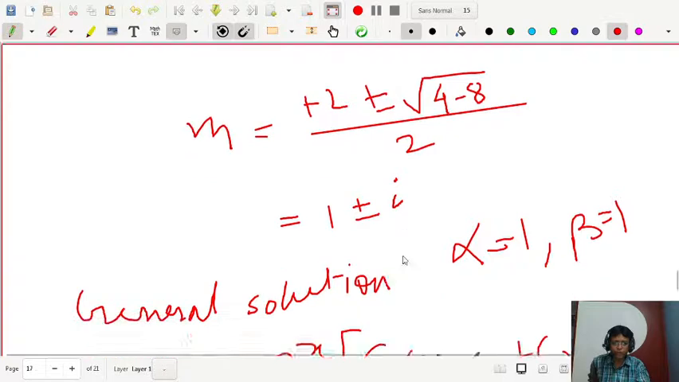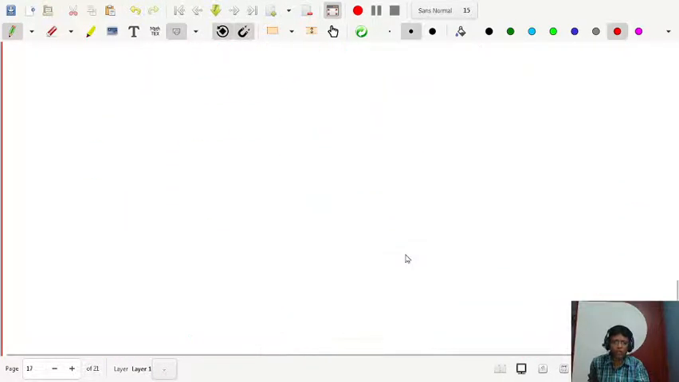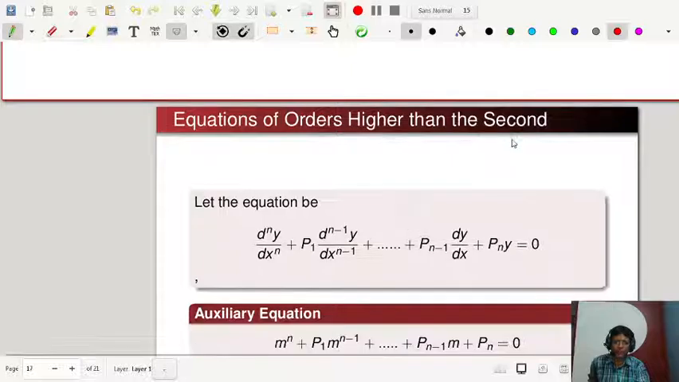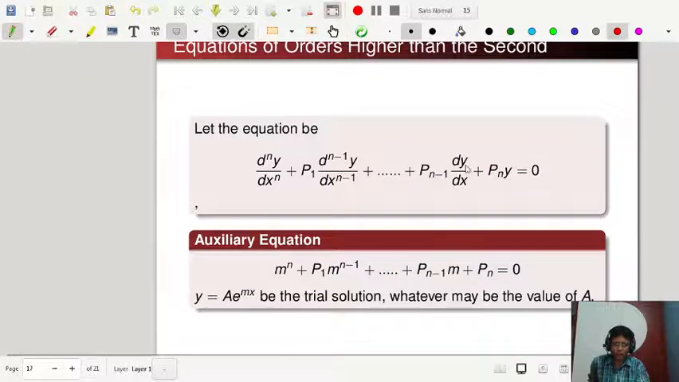Now let me move to a little bit higher order, more than 2. Let me talk about more. Higher order, higher than the second order. So this is the nth order.